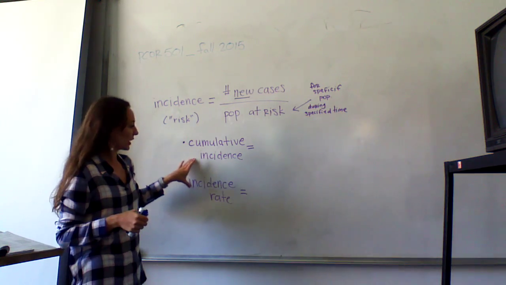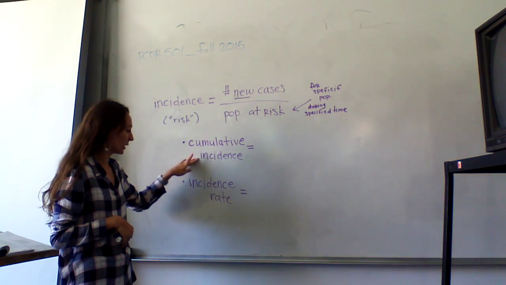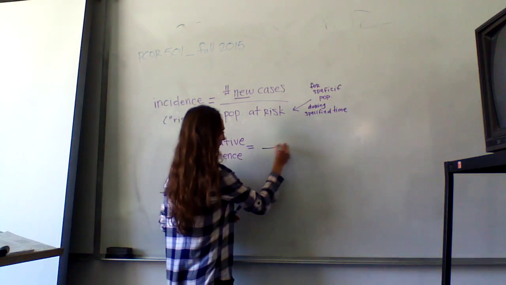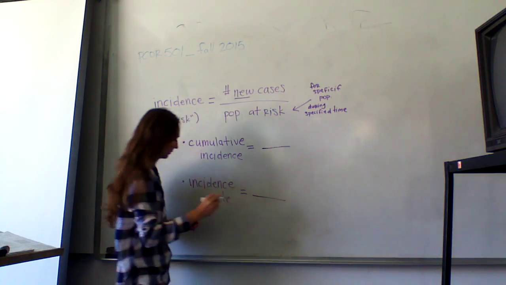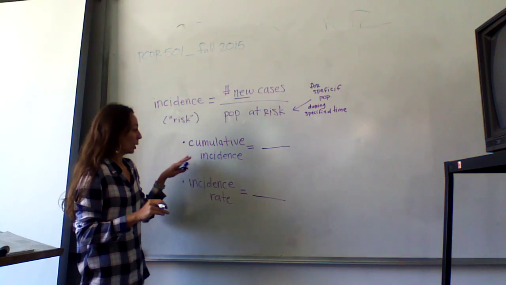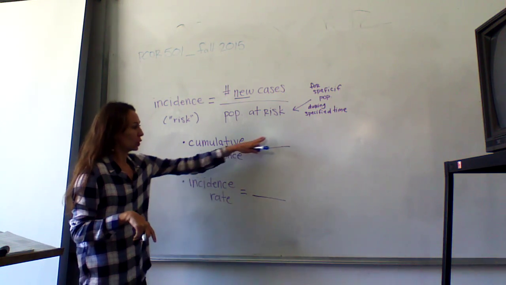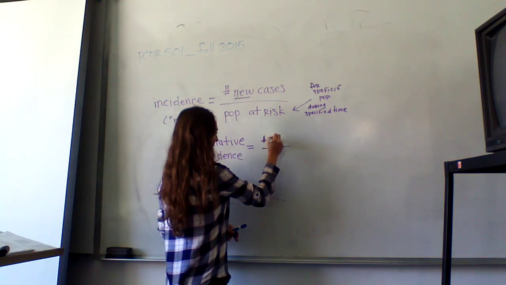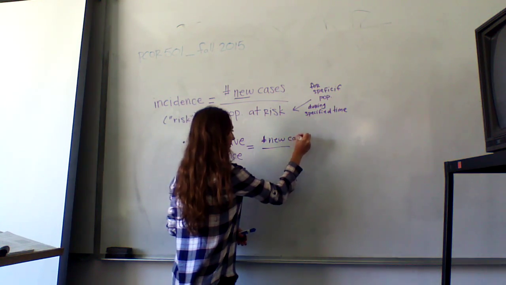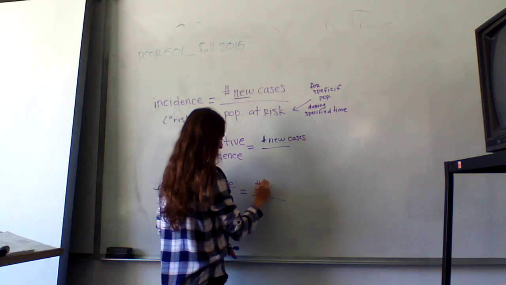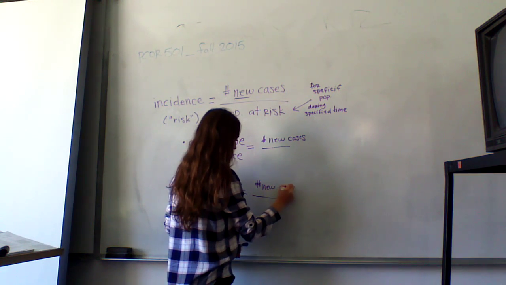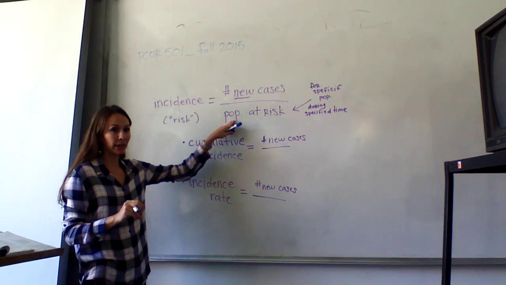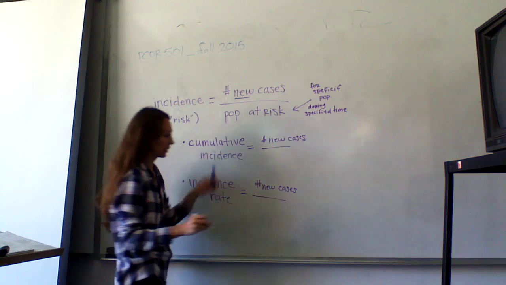Okay, so let's discuss what the difference is between cumulative incidence and incidence rate. Because it's incidence, the numerator for both of them is new cases. Because it's incidence, the denominator for both of them is population at risk.